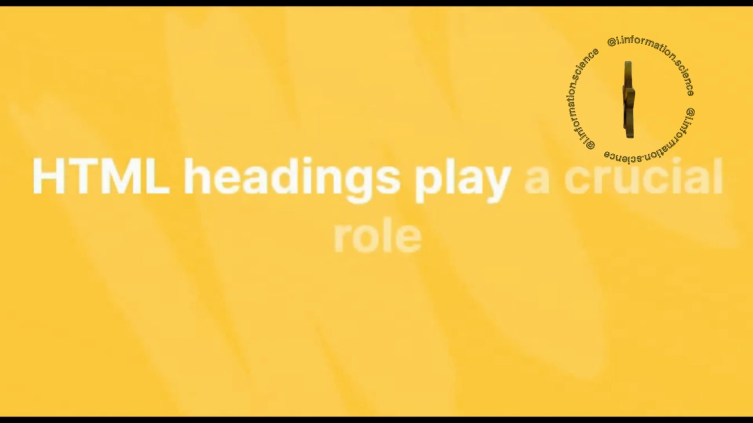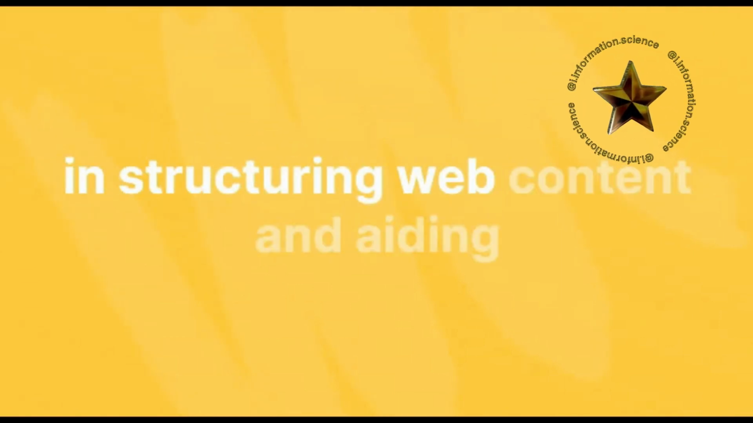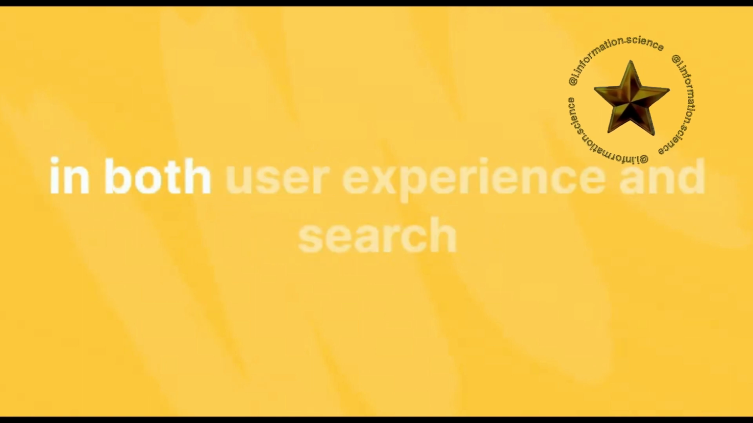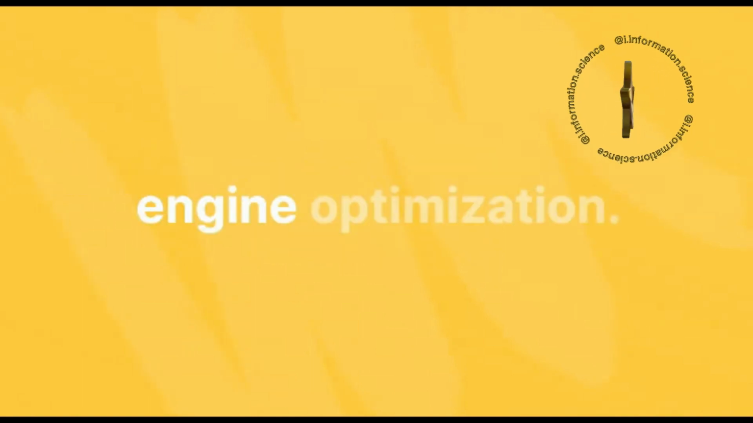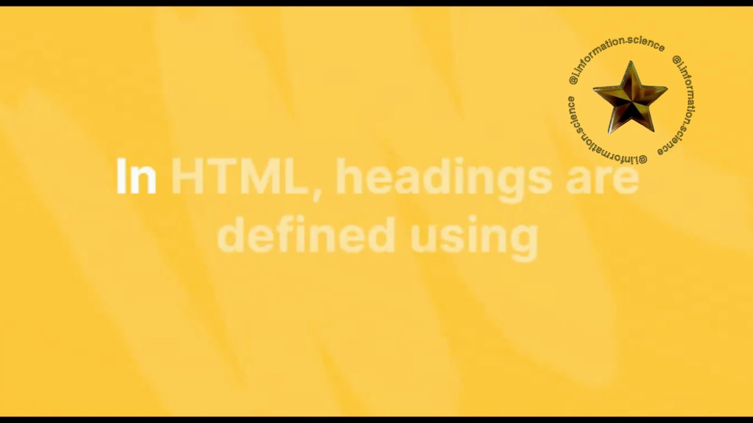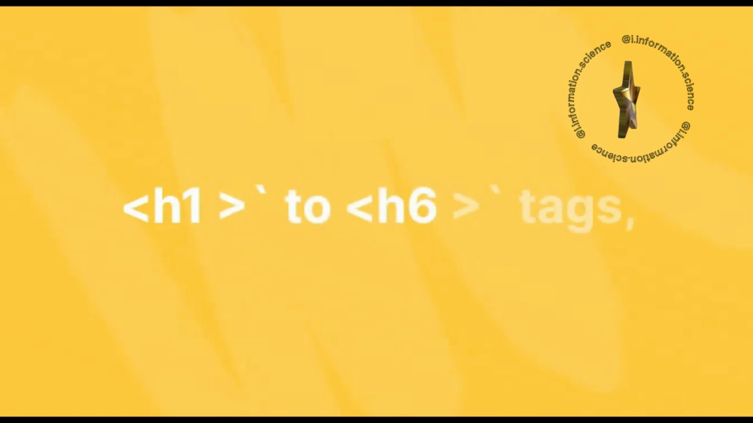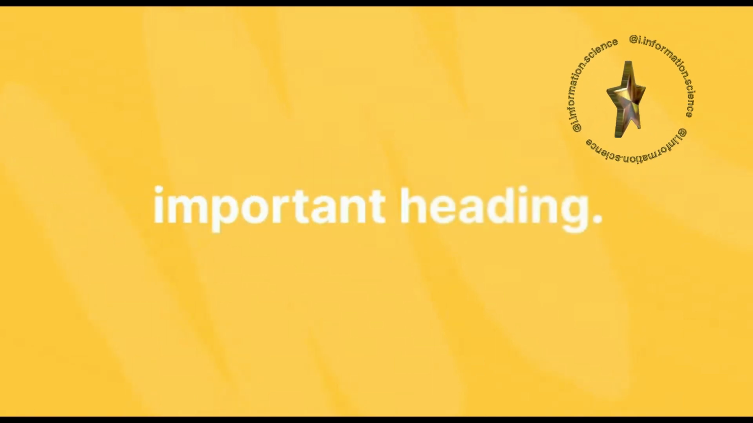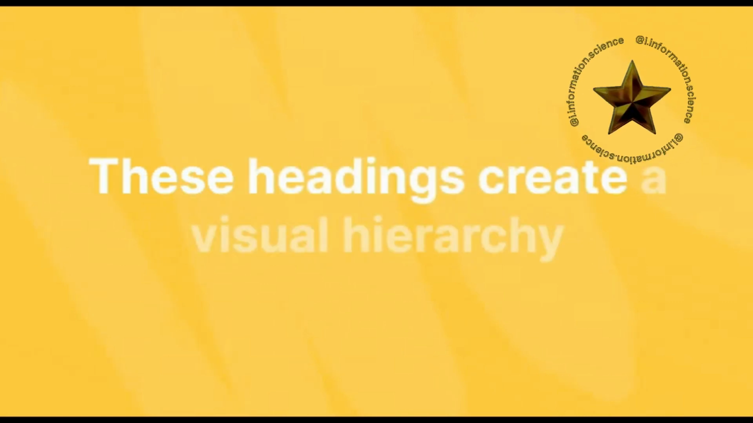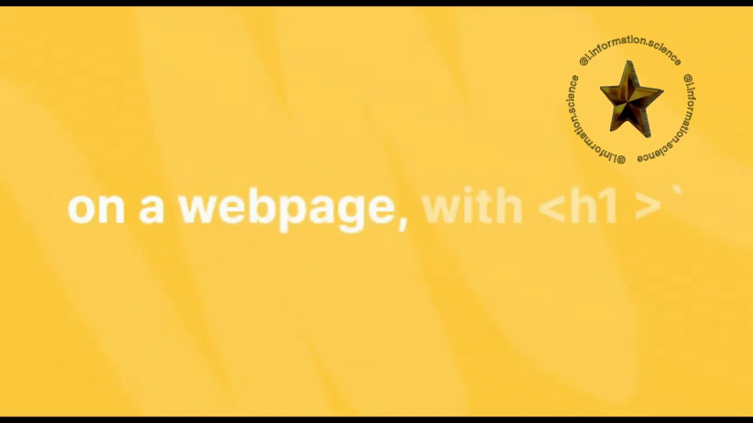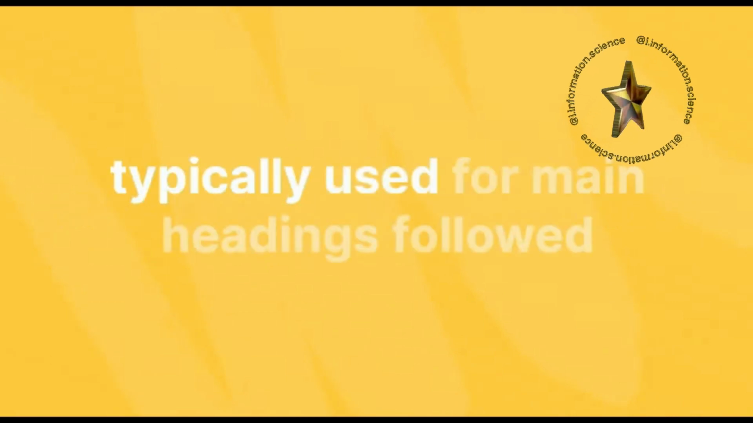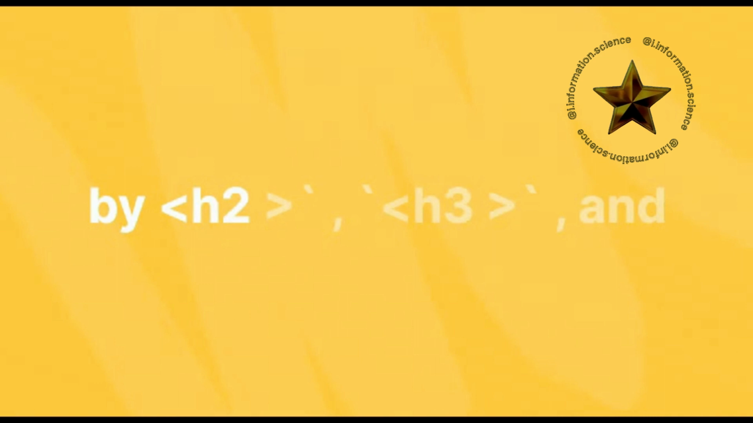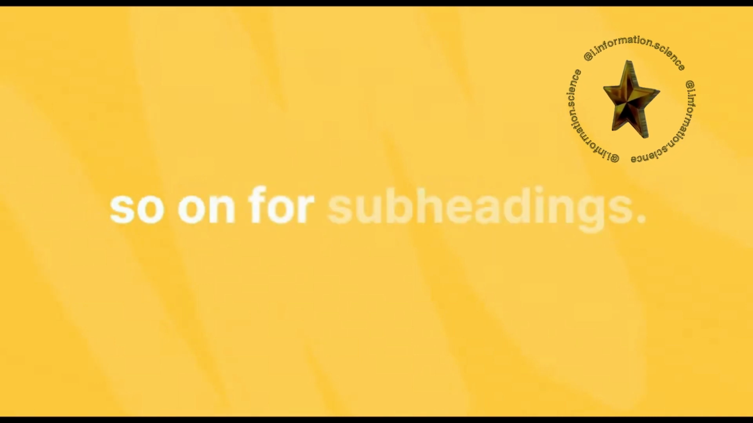HTML headings play a crucial role in structuring web content and aiding in both user experience and search engine optimization. In HTML, headings are defined using H1 to H6 tags, with H1 being the most important and H6 the least important heading. These headings create a visual hierarchy on a web page, with H1 typically used for main headings followed by H2, H3, and so on for subheadings.